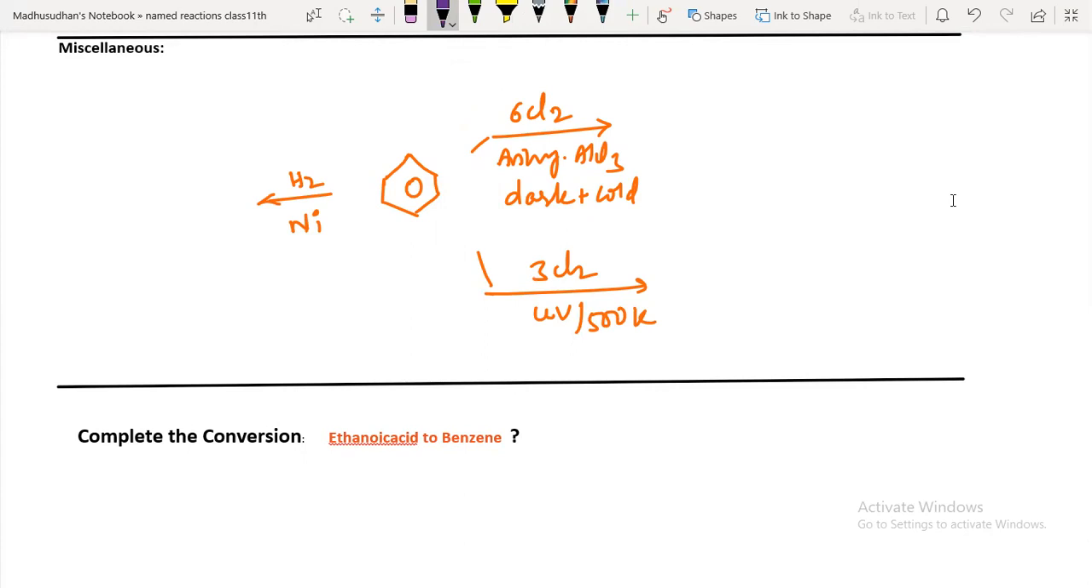So when benzene reacts with 6 moles of chlorine, it will give you hexachlorobenzene, with 6 chlorines here. All the hydrogens are replaced by chlorines, and the byproduct formed is 6 moles of HCl. What is the name of this? Hexachlorobenzene.